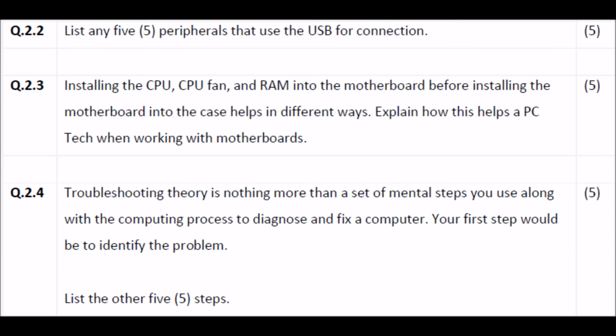Now, where your marks start coming in is from the second to the sixth. So the second one now would be establish a theory of probable cause. The third would be to test that theory. The fourth one is to develop a plan of action. And then once you've done that, the fifth would be to verify full system functionality. And then once you've done that, then you need to document your findings. So the last one will be documenting your findings there. So those are the 6 steps there. They've asked you for the subsequent 5. So that's question number 2.